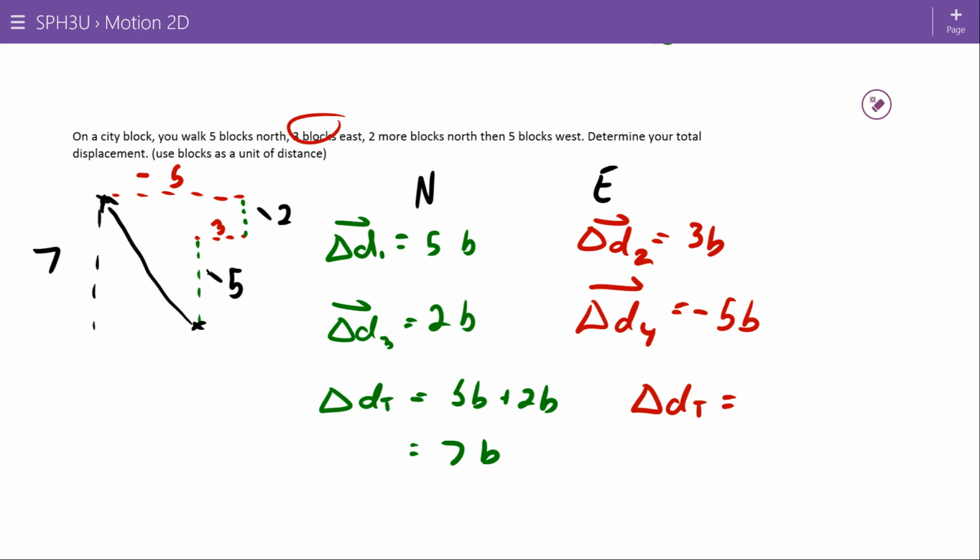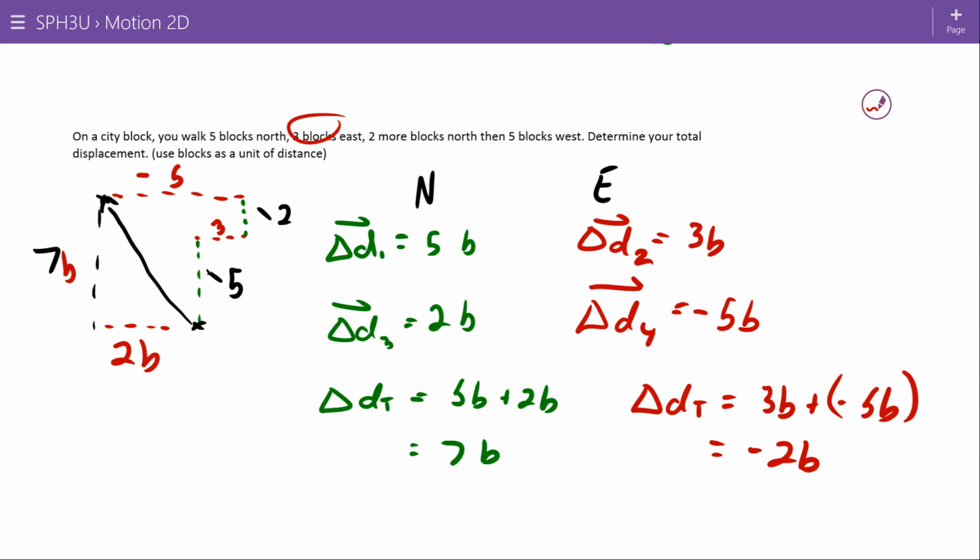The total displacement then, I'll do them in the order that they're given, is 3 blocks plus a negative 5 blocks, or a negative 2 blocks. Again, thinking about that in common sense, you went 3 this way and negative 5 that way, so this little section right here is 2 blocks. So by separating out into the individual directions, we're able to add the vectors separately.